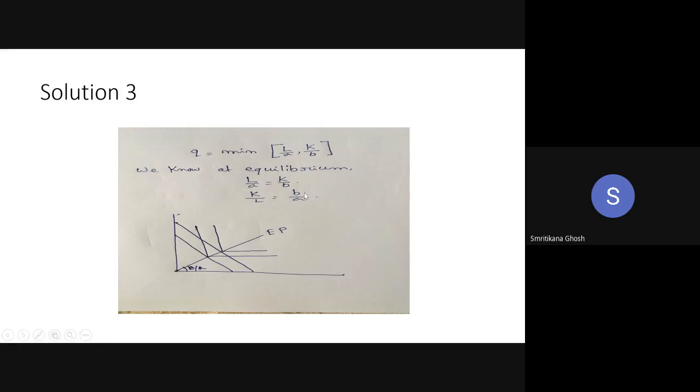Anyway, L by A, K by B. So your K by L is B by A. So your expansion path is upward rising, but it has a particular shape: it is an upward rising straight line through the origin. So this is your expansion path. Other students, if you have any problem, tell me.